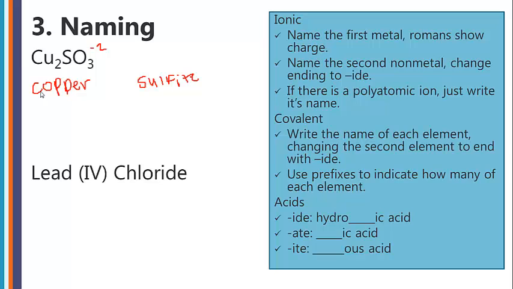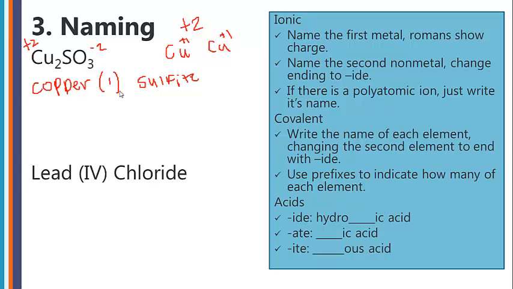So that means in order to balance it, my total positive charge must be +2. So I'm trying to get a positive charge of +2, and I've got 2 coppers because it's Cu2SO3. So that means each copper has to be +1. So in my name, I have to indicate the charge on the copper as 1. Copper 1 sulfite.